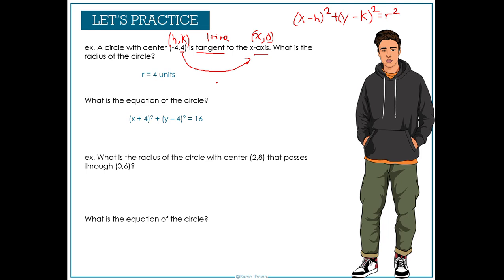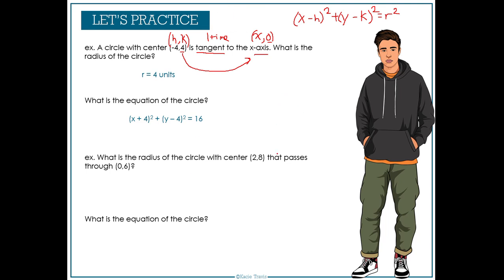Okay, take a second and pause this and try it out after I do it. You're going to have two equations that you need to look at. First off, we have to figure out what's the radius of this circle with the center at (2, 8) that passes through (0, 6). When they say the word passes through, that means that it goes through that point. And then what's the equation of our circle? So go ahead, give it a pause.